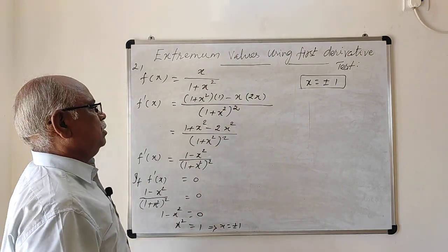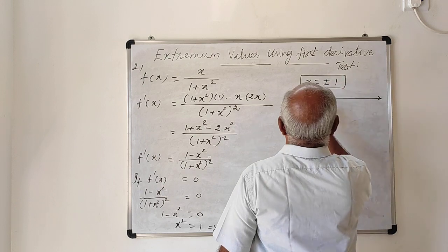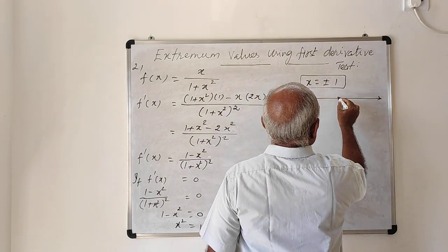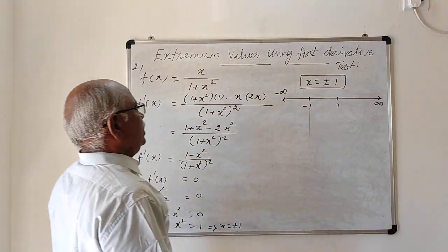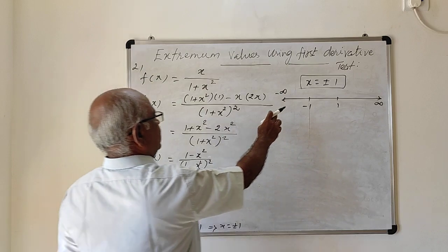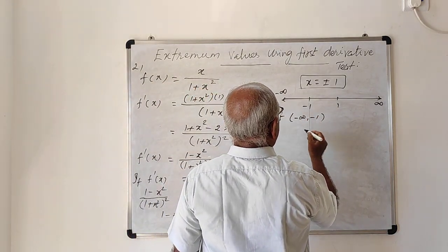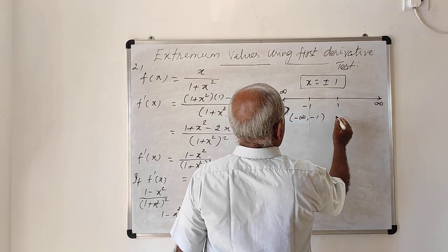I write the x values as plus 1 and minus 1. Therefore, here also, the interval is split into minus infinity to minus 1 and 1 to infinity. We have to check correspondingly in the interval minus infinity to minus 1. We can consider the point minus 2.